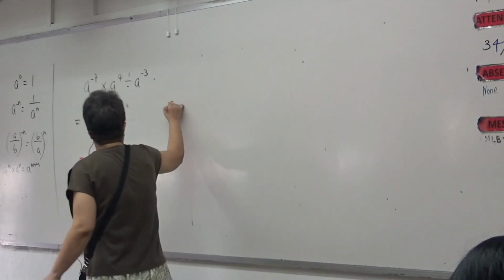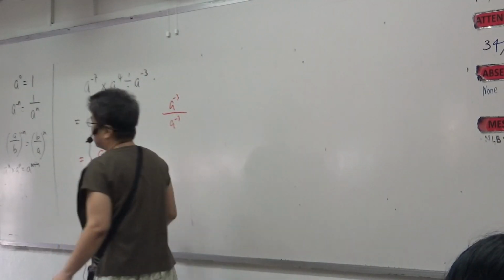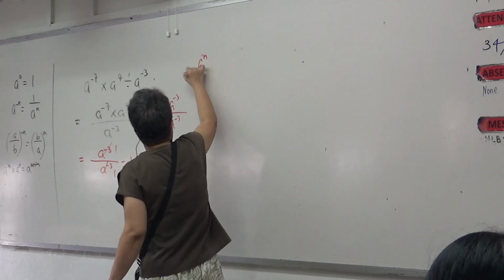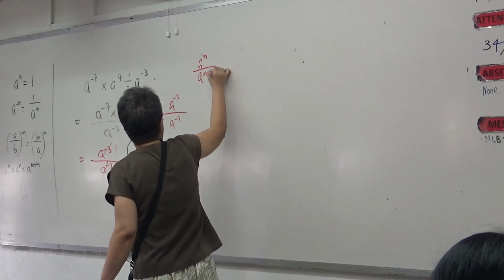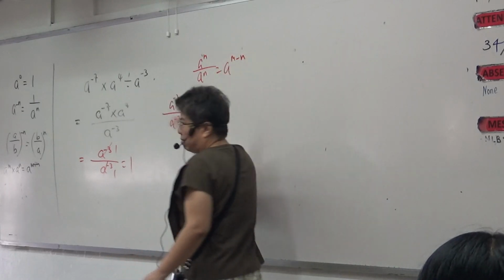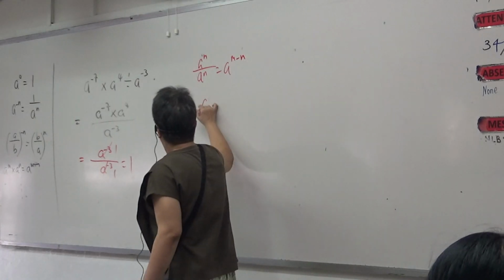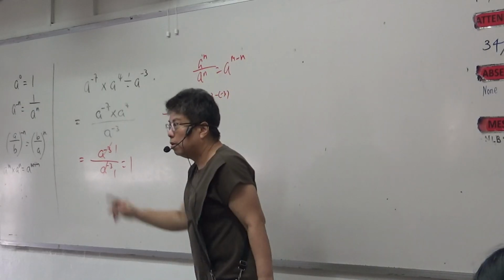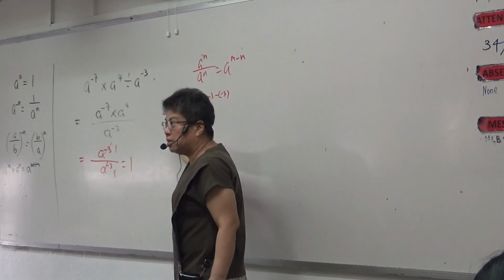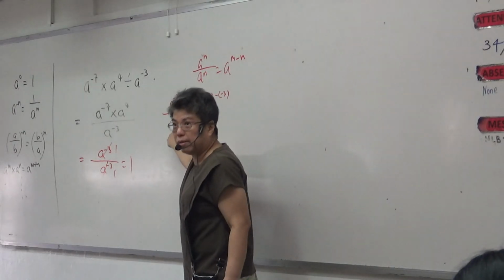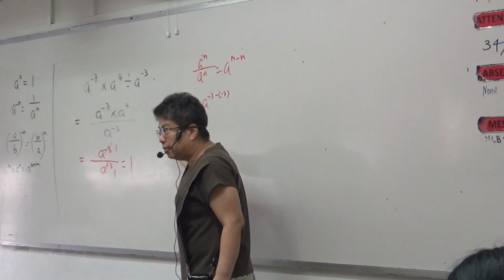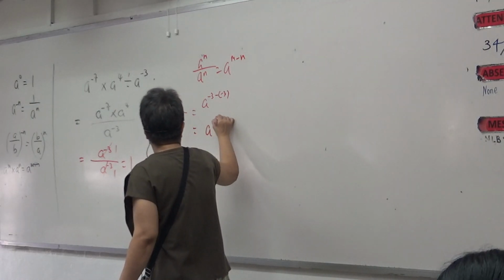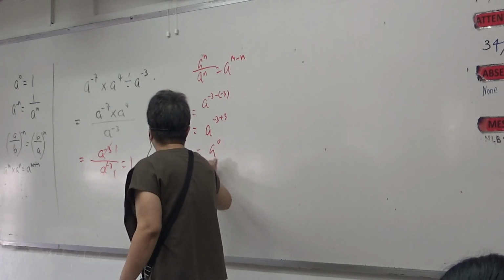Now, what if your friend says, I don't want to cancel, I want to use the rule. So can you remember this? A^N divided by A^N is A^(N minus N). So all of you look. A^(minus 3) is actually minus 3, you know. When you divide, it's minus this number. So it's minus 3. Is that clear? So this is actually A^(minus 3 plus 3). What's the answer? A^0. A^0 is 1.